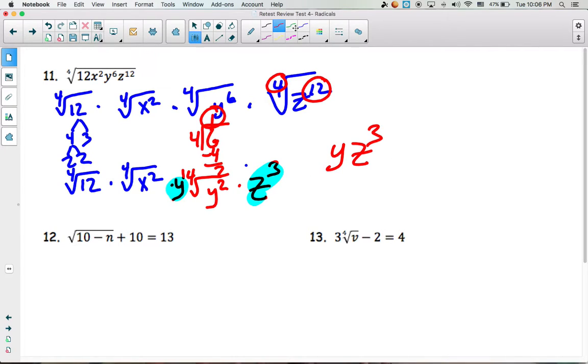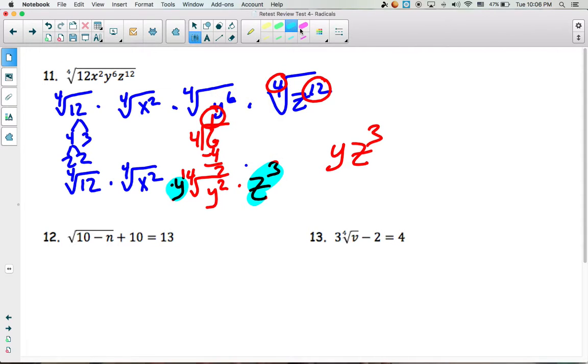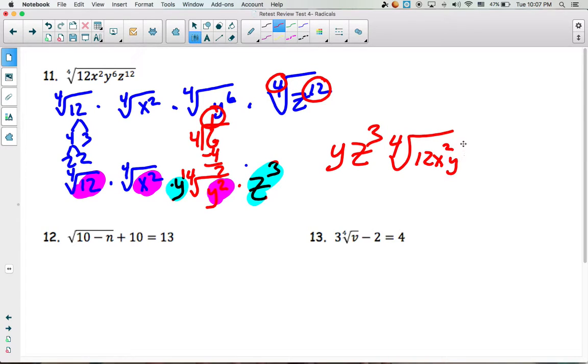And then I'm going to go through and multiply together everything that is underneath the radical. So that would be the 12, the x squared, and the y squared. So I'm going to multiply all these together. So I'm going to have the 4th root, and then 12 times x squared times y squared is just 12 x squared y squared. And that would be your simplified form.